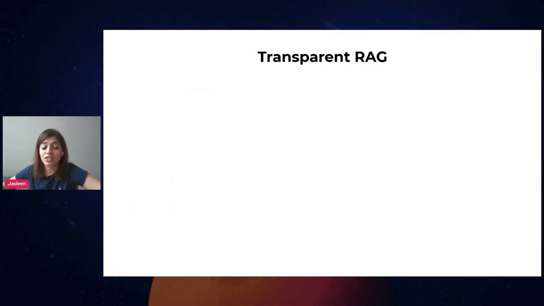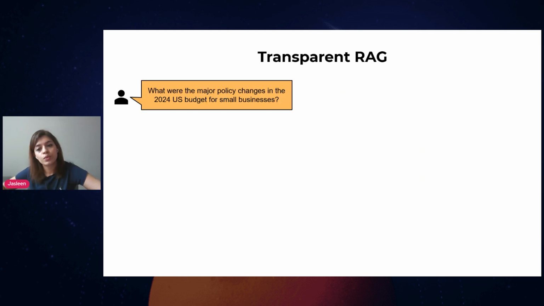Now, let's look at what this actually looks like in practice: a transparent RAG system at work. Here's a sample question: what were the major policy changes in the 2024 US budget for small businesses? Traditionally, a RAG system would retrieve context and generate an answer, and that's it. The user has no visibility into what parts of the answer are trustworthy or where the information came from. But in our approach, it's different. The system performs a few key steps.